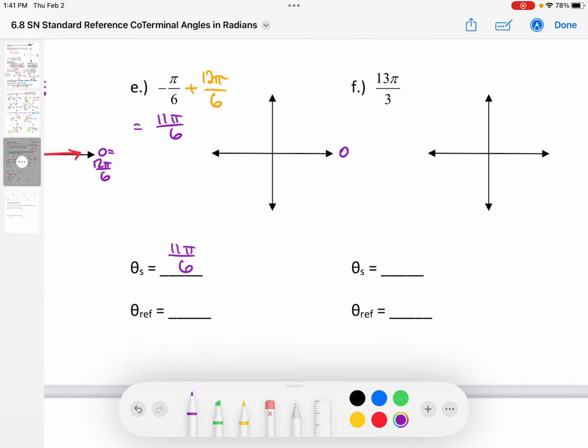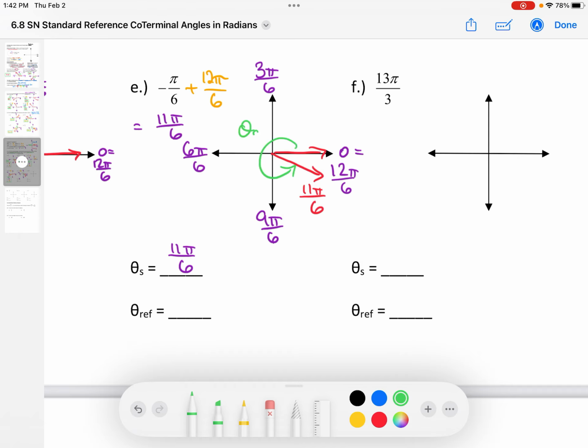Labeling the axis, 0 on the right, 6 pi over 6 on the left. Half of that is 3, 3 pi over 6 to 6 pi over 6. Bottom would be 9 pi over 6. And right is 12 pi over 6. 11 pi over 6 would start at 0. It's going to wrap all the way around to 11, which is between the 9 and the 12, closer to the 12. So this is where 11 pi over 6 would fall.